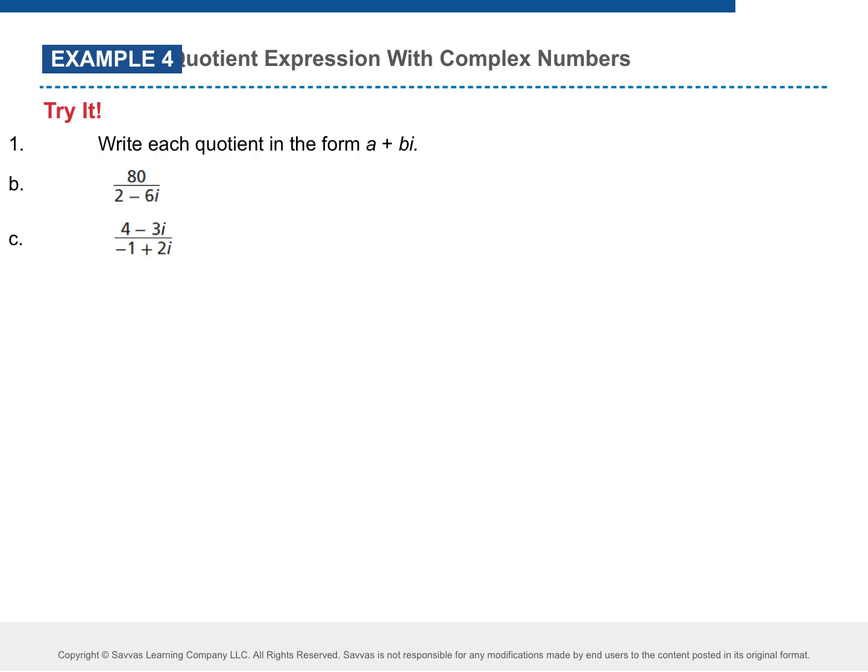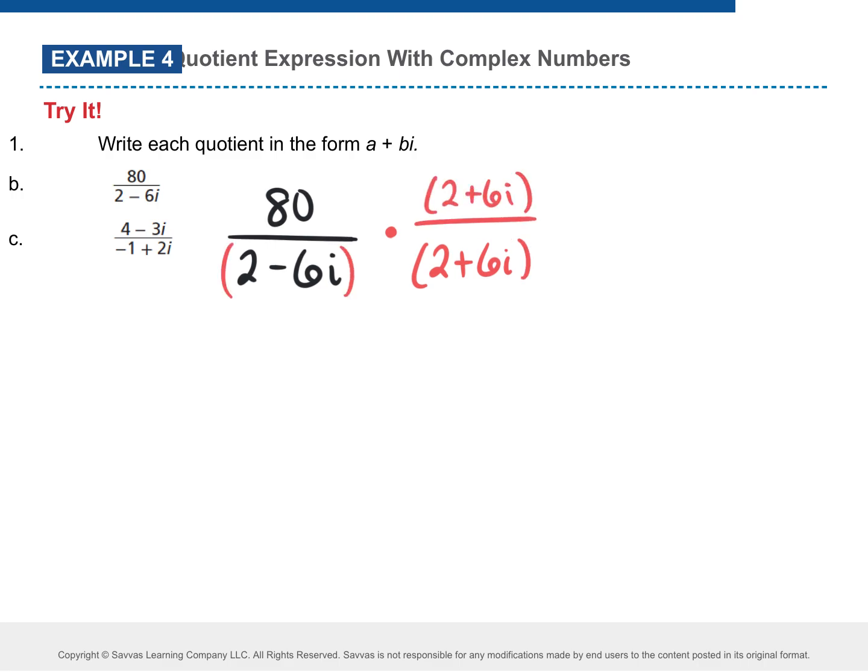So your example 4a has 80 divided by 2 minus 6i. Okay, what's wrong with this right now? There's an imaginary complex number on the bottom. How do I get rid of that? Conjugate. What is the conjugate of 2 minus 6i? 2 plus 6i. What you do to the bottom, do to the top.